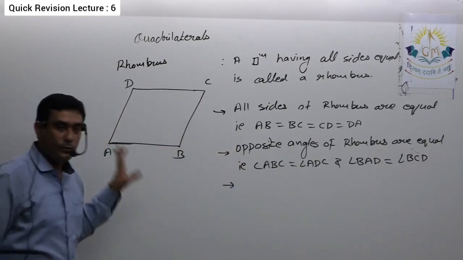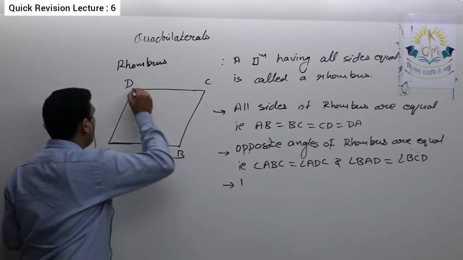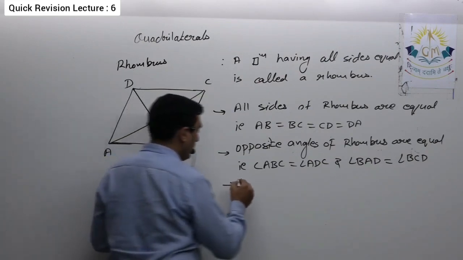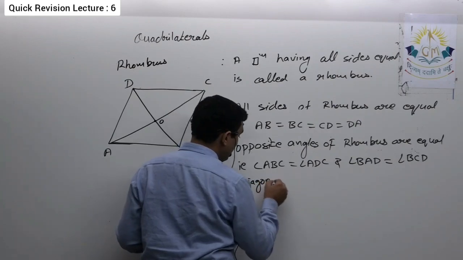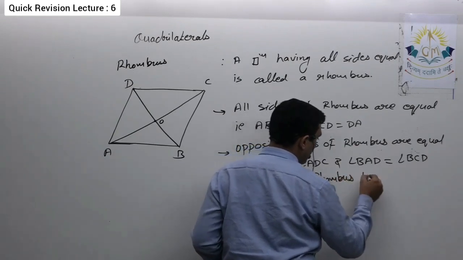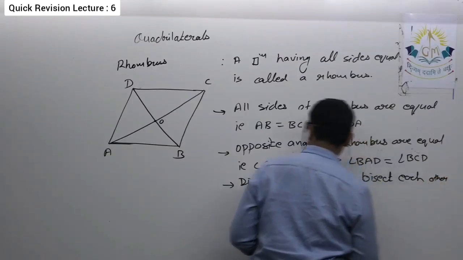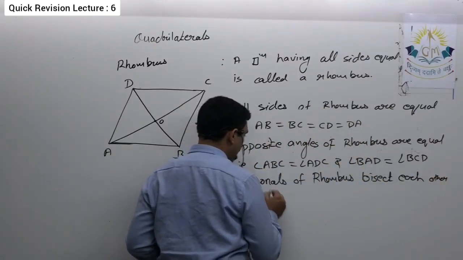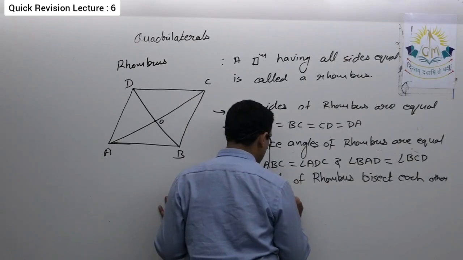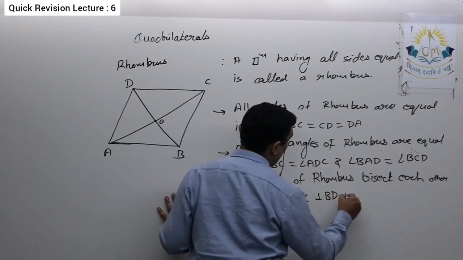Now we'll see the properties related to the diagonal. So diagonals bisect each other, but over here, other than bisecting each other, they are also perpendicular to each other. So here I write diagonals of rhombus bisect each other at 90 degree, or in other words I can say diagonals of rhombus are perpendicular to each other. That is AC perpendicular to BD.